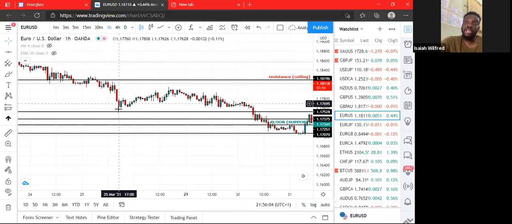Price dropped here, it reversed, it came back up, it came back here, rejected, and started buying. You can also say, okay, here should be like a support or resistance. You can decide to draw your horizontal line at this point.